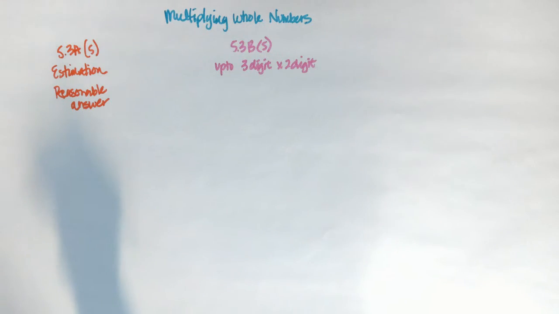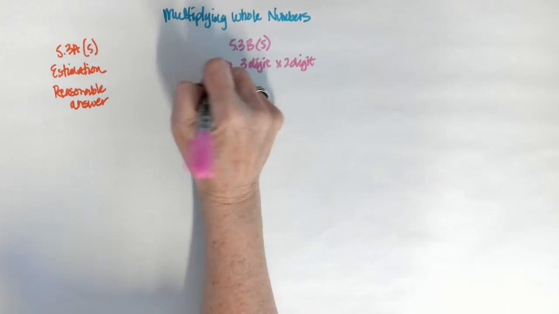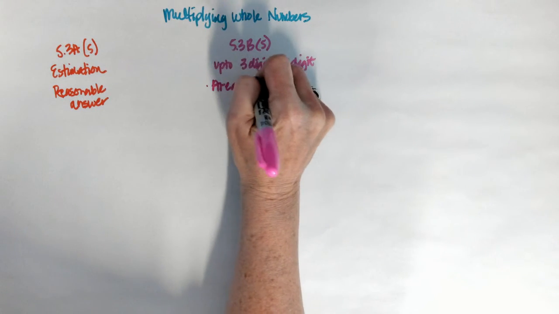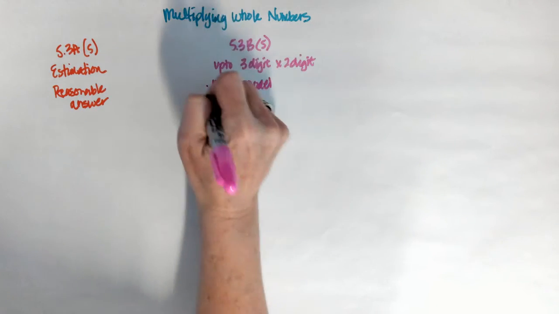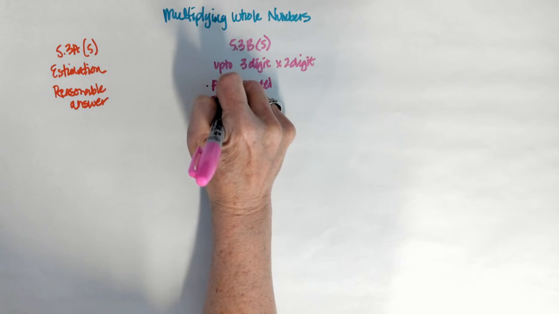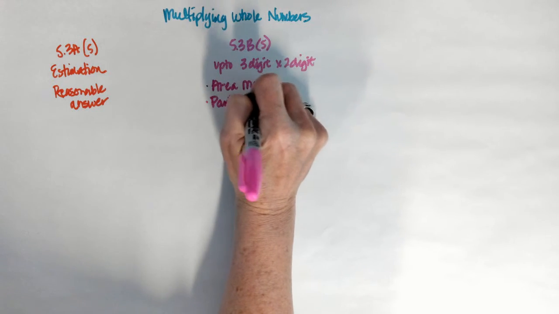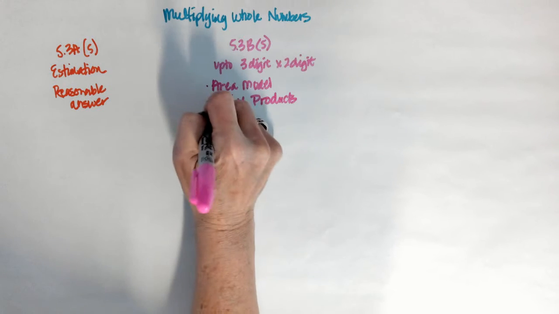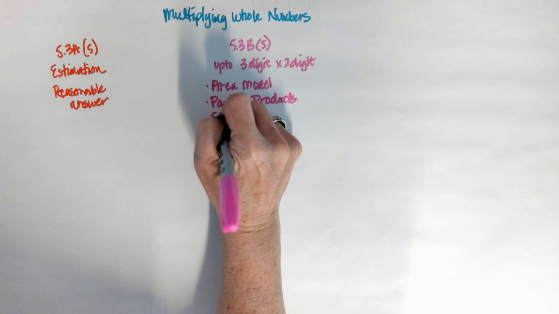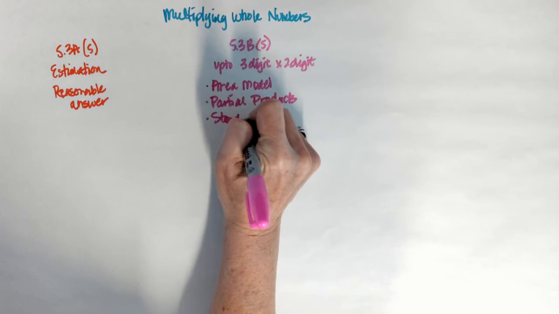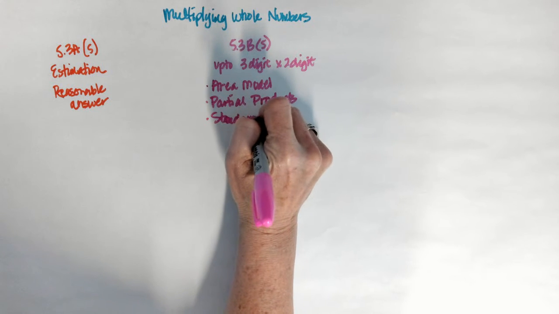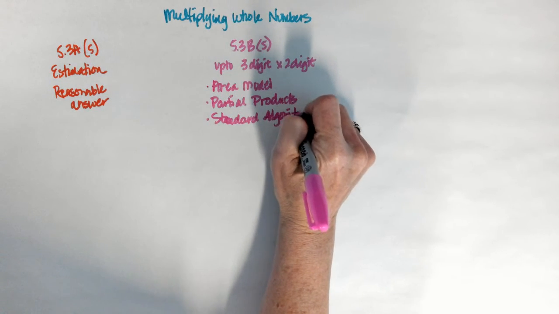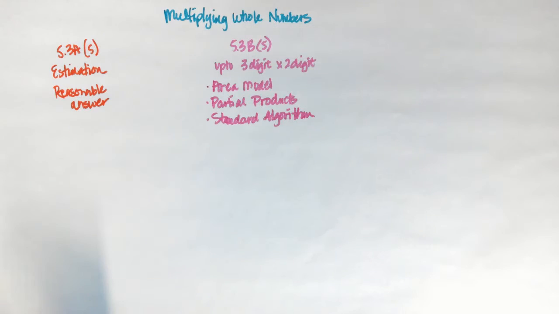So there are strategies that you may see your students using. You may see an area model, and I'm going to model each of these for you. You may see partial products. And then you may see the standard algorithm because they have learned it in prior years. So in 4th grade, they learned each of these.